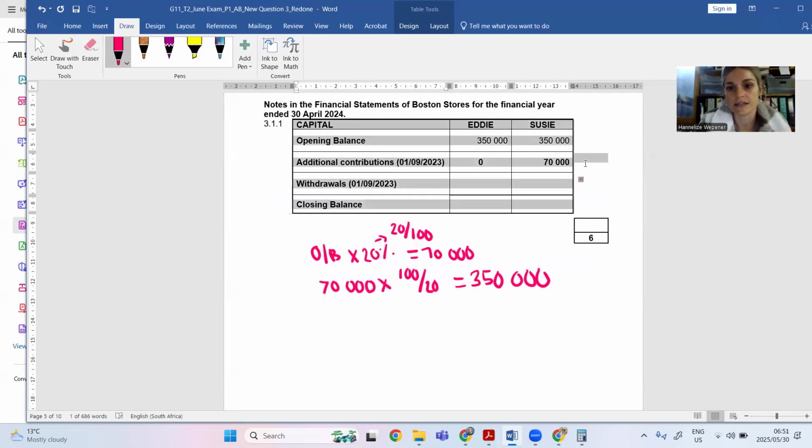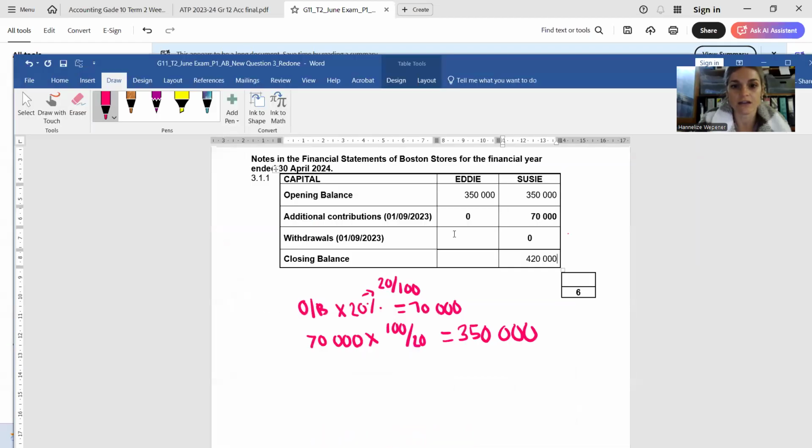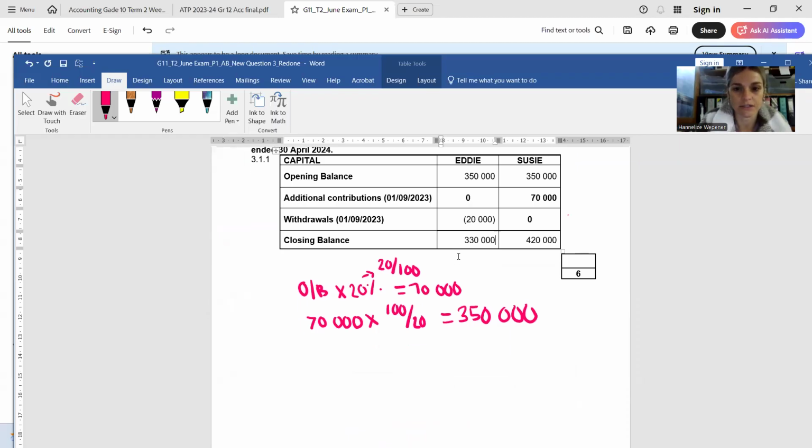So Susie increased her capital contribution. She didn't have any withdrawals. So she therefore ended on a 420,000 balance. And then Eddie decided to decrease his capital by 20,000 Rand. So he had a withdrawal of capital, 20,000 Rand. So he then ended on a balance of 330,000 Rand. Okay, so that is just the capital account.